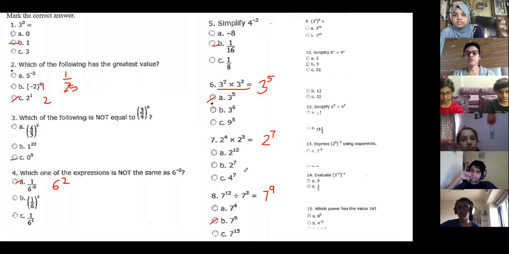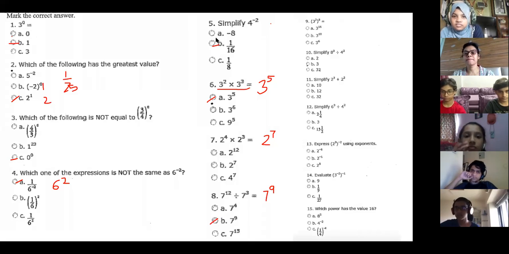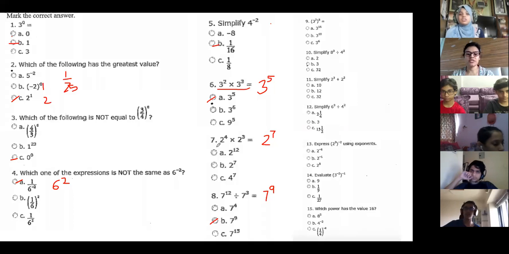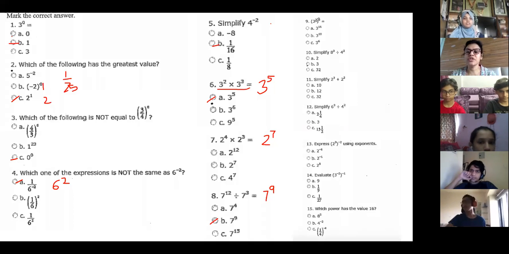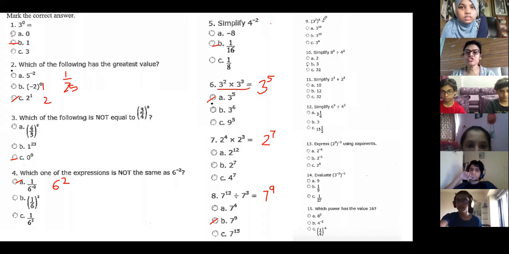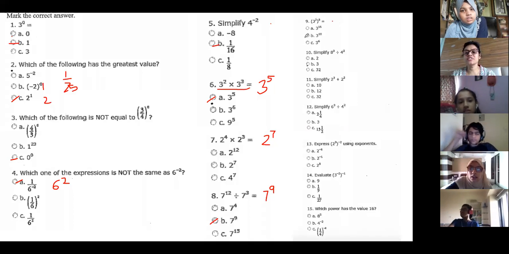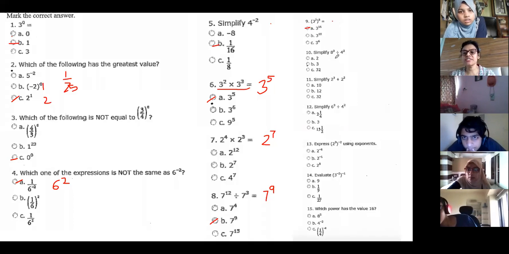Okay, next question: (3 raised to 2) whole raised to 8. Yes, Abdullah, now you tell. What will you do? Which law are we going to apply? I will multiply the powers, 8 and 2. The answer is 3 raised to 16. So 3 raised to 16.